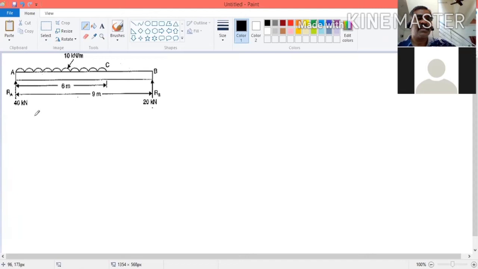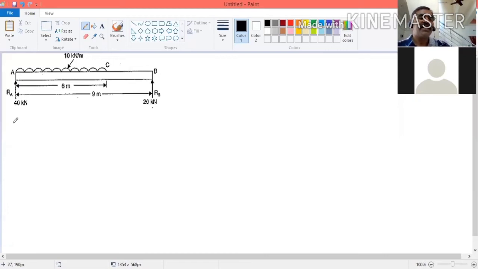The first step is calculating the reactions at A and B. This is a beam subjected to a uniformly distributed load of 10 kilonewton per meter over a distance of 6 meters. The entire span length is 9 meters, and there is a reaction at A and a reaction at B. Now you find RA and RB. How to find RA and RB?